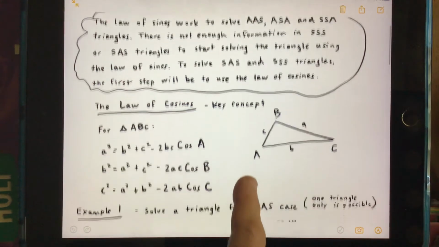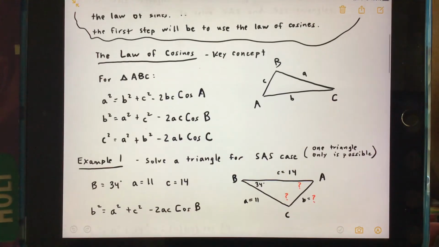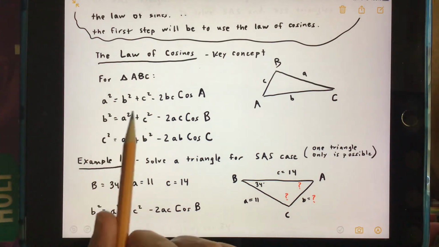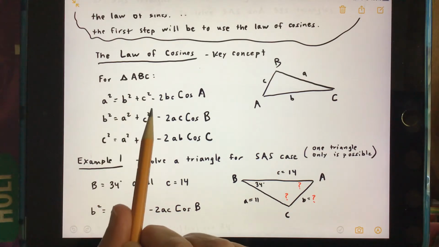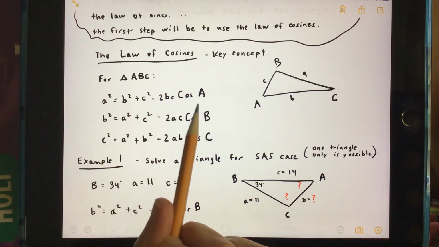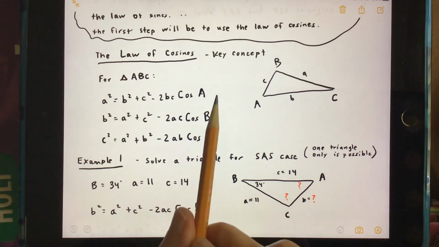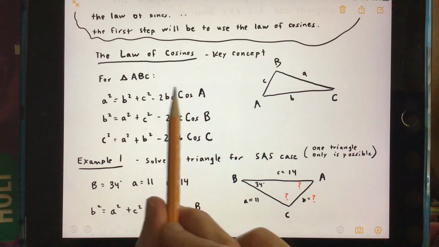So here's our key concept, and yes, this needs to be on your paper. For triangle ABC, the law of cosines reads this way. If we start with a squared, it will be equal to b squared plus c squared, and that looks like the Pythagorean theorem, minus 2bc times the cosine of A. So the Pythagorean theorem is actually a very special instance of our law of cosines. So this part in the Pythagorean theorem actually is 0.